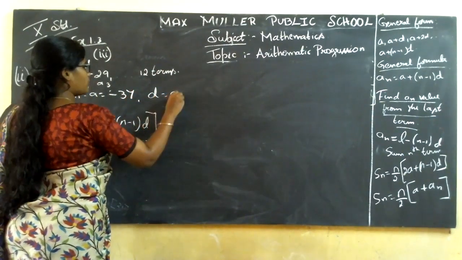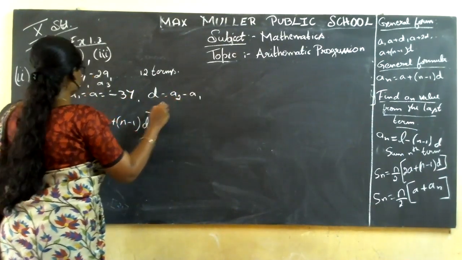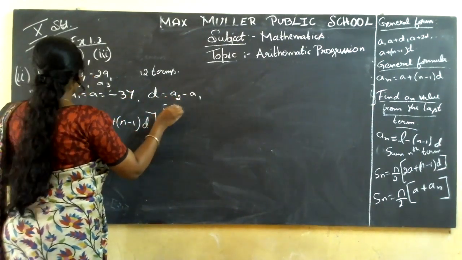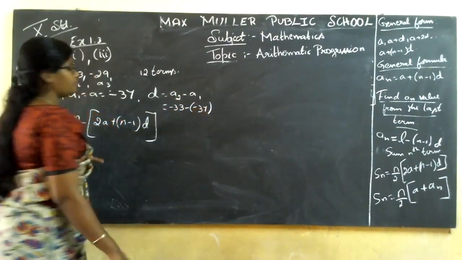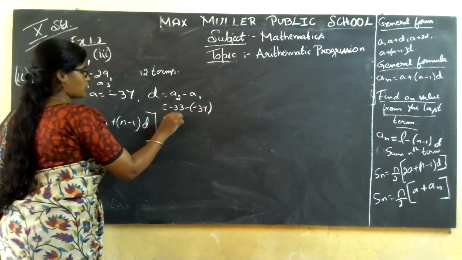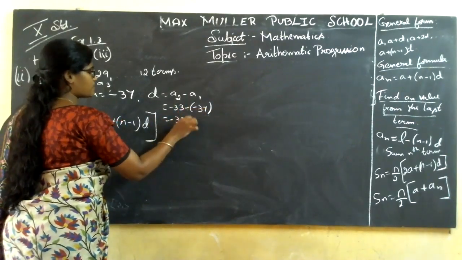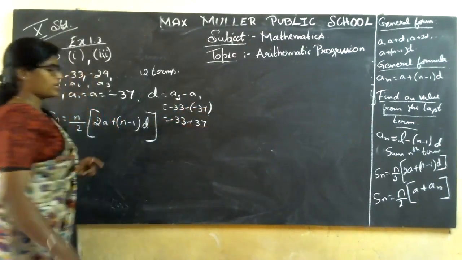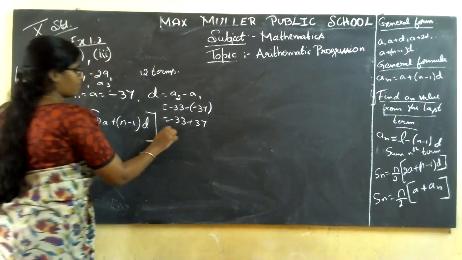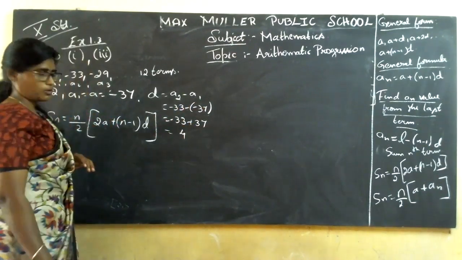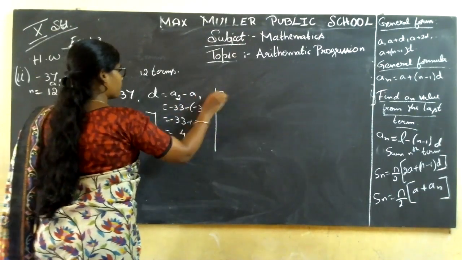D is equal to A2 minus A1. So what is the D value? A2 value? Minus 33 minus of minus 37. Okay. So minus 33. Minus into minus is plus. 37, if 33 goes, how much? 4. What 4 it is? Plus 4. Correct? Let me check.